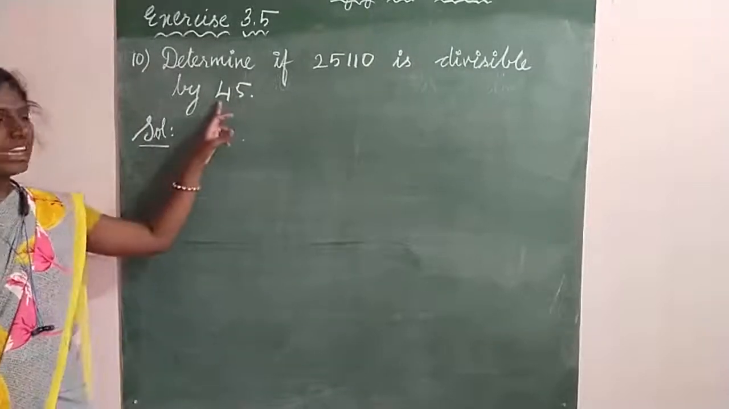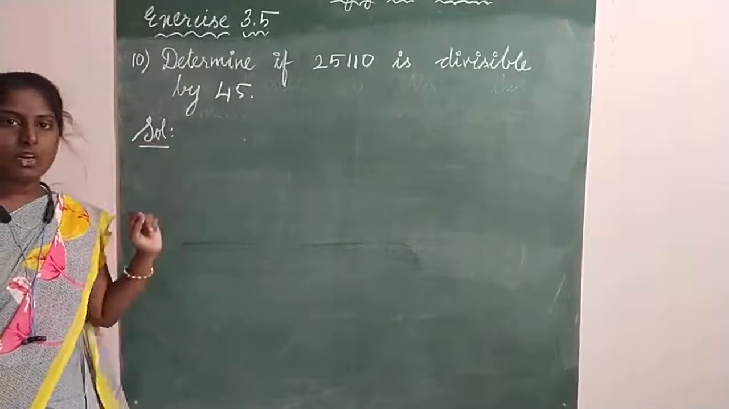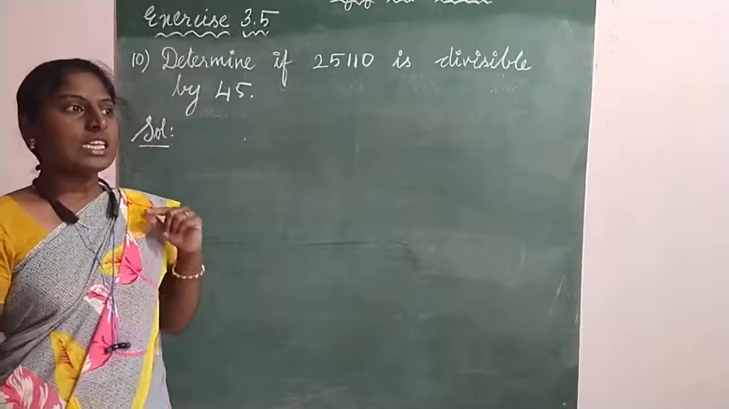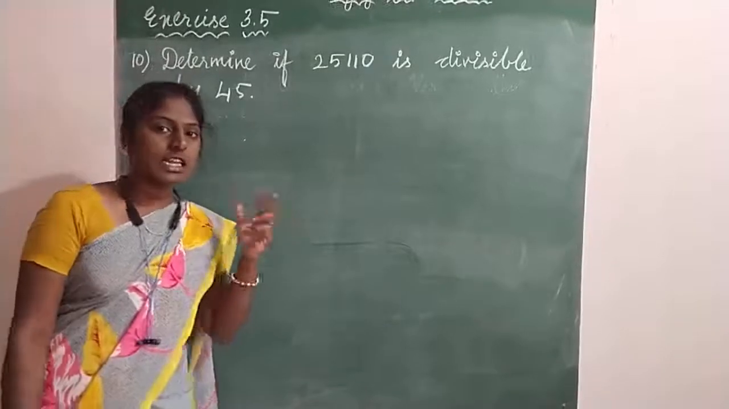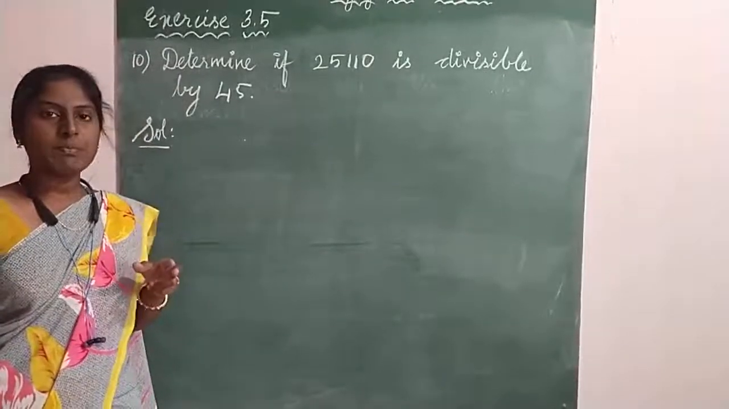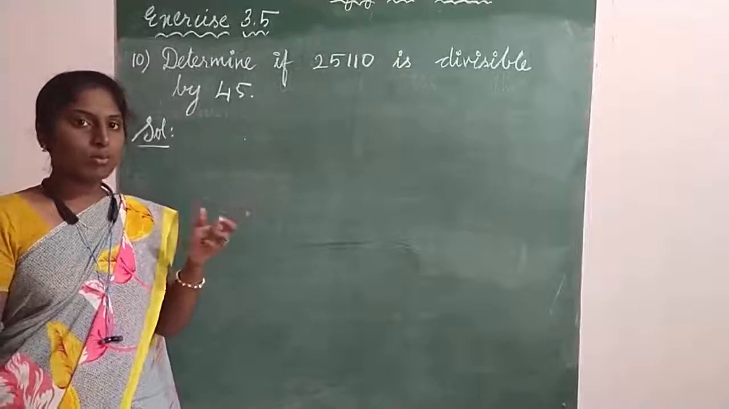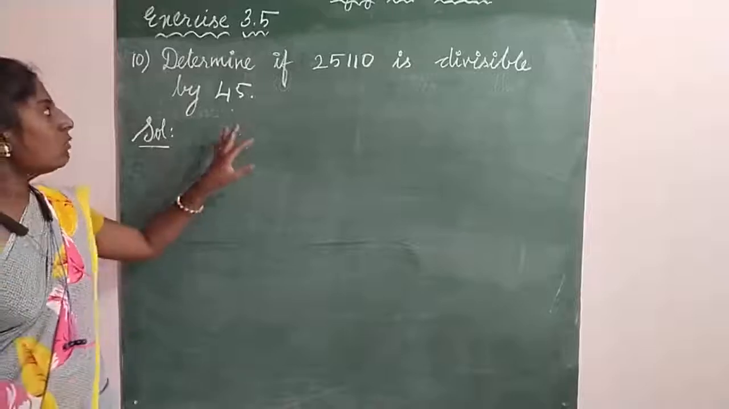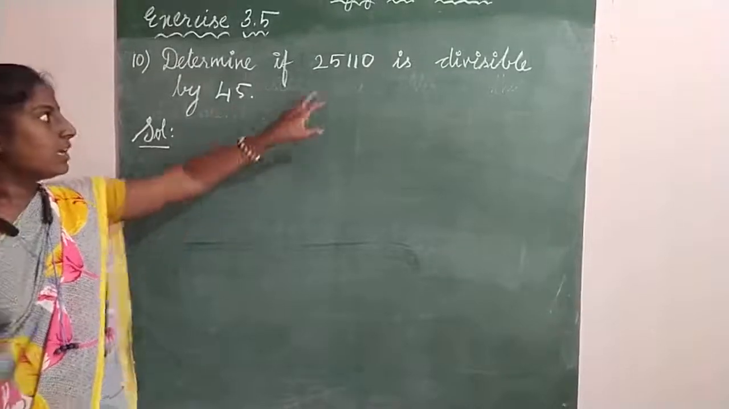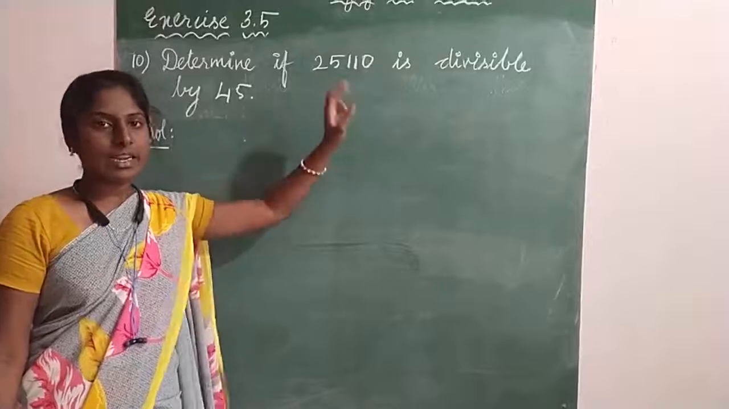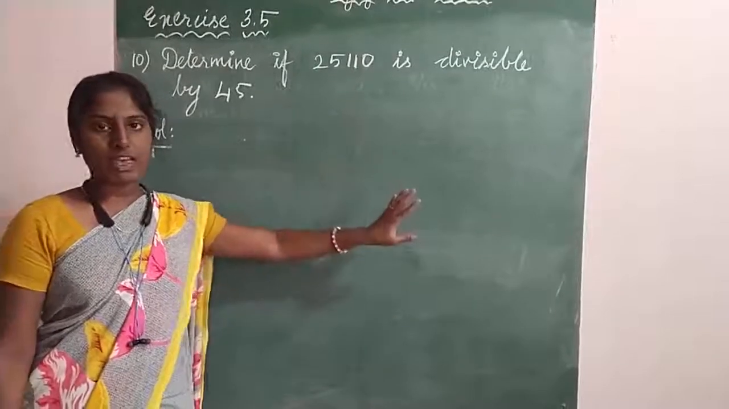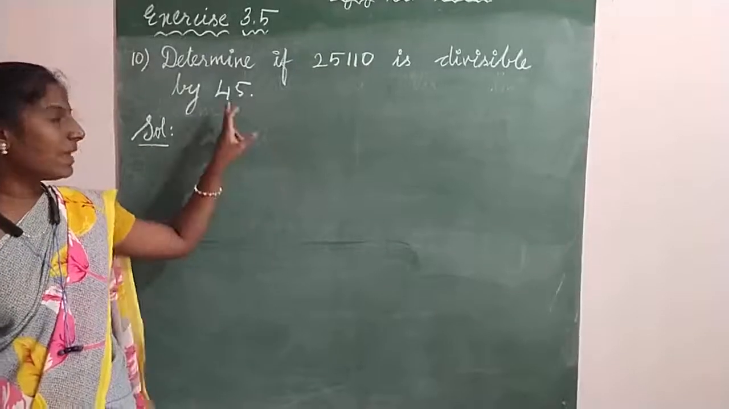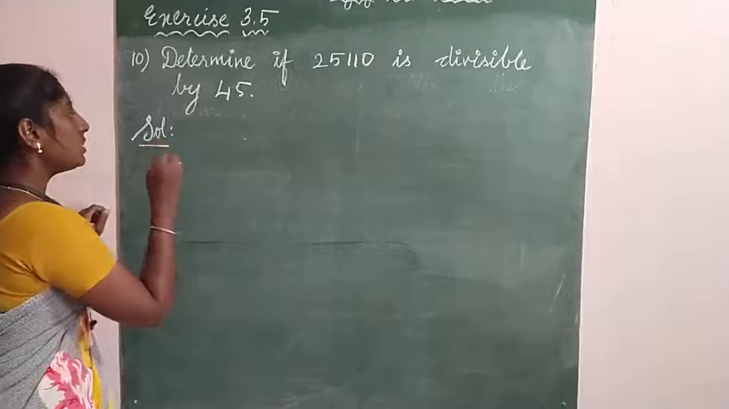Okay. So how can you split 45? 45 is the product of 9 and 5, right? But 9 and 5 are co-prime numbers. In the second property, we saw that when any two numbers are co-prime and some other number is divisible by both the numbers, then the number is divisible by their product also. So now in this question it is enough to prove that 25,110 is divisible by 9 and also divisible by 5. If it is divisible by 9 and 5 both, then it is compulsorily divisible by 45.